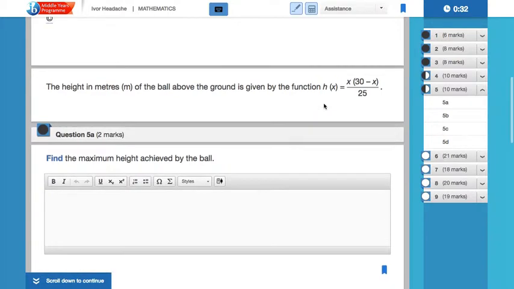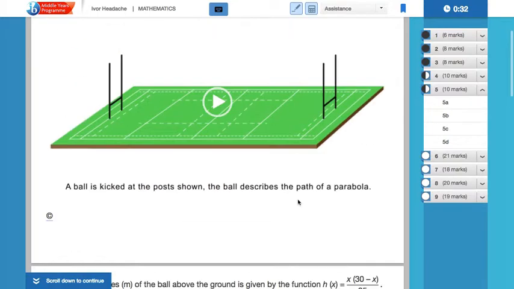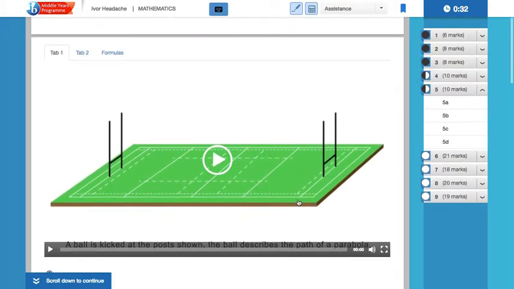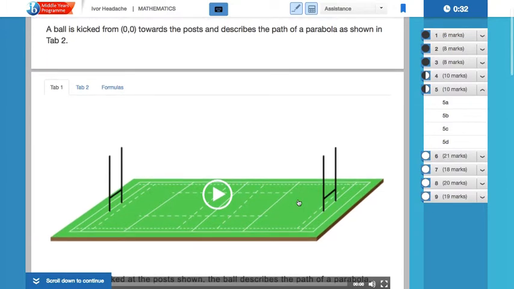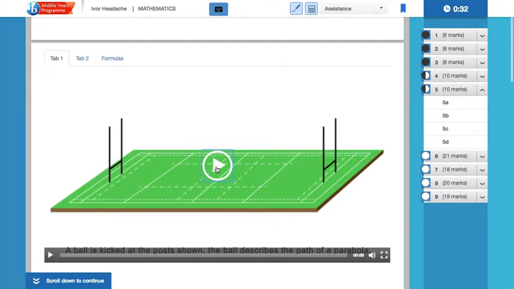Instead of having loaded a load of the answers into it previously, I'm going to try and do it as I would be doing it in the exam. So first of all, there's a little video. Let's have a look at that.